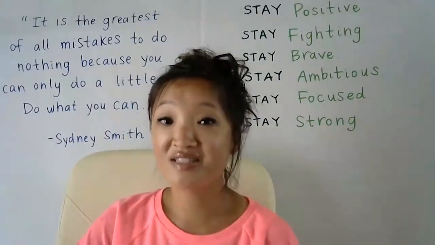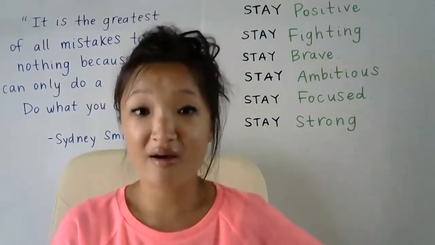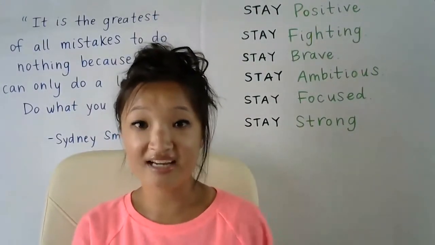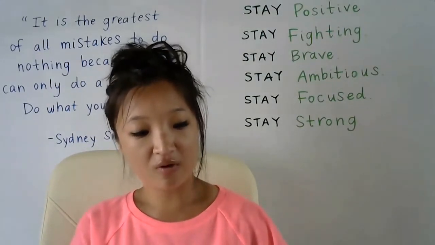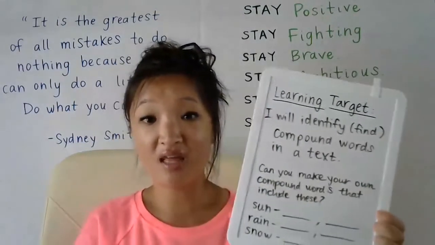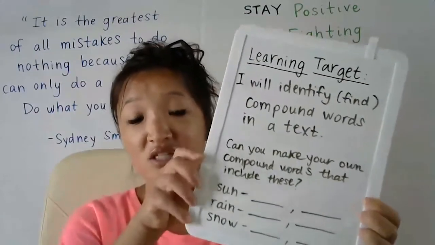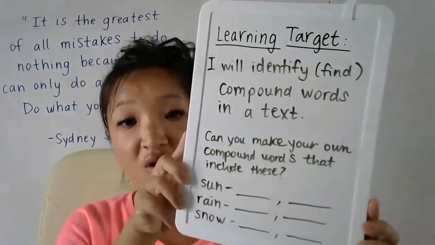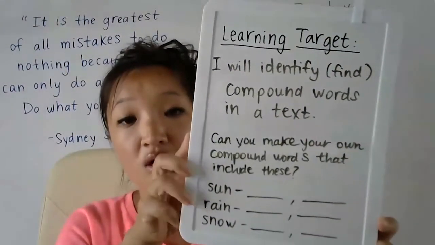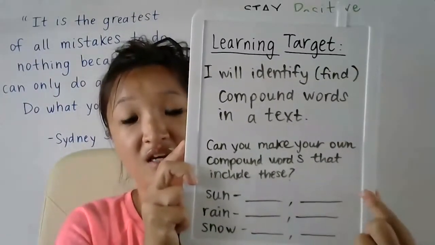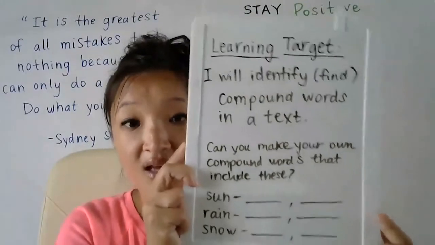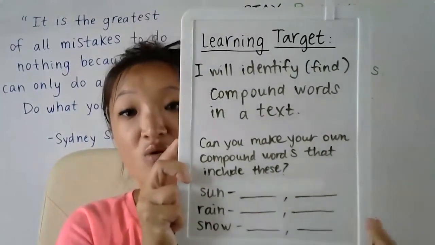So we'll finish the rest of the story later this week, but I wanted to just go over our target again and review what we did. We were looking for compound words, and I think we found a ton in there. So I just have a little challenge for you guys. Can you make your own compound words using the words given here? So sun, something; rain, something; snow, something.